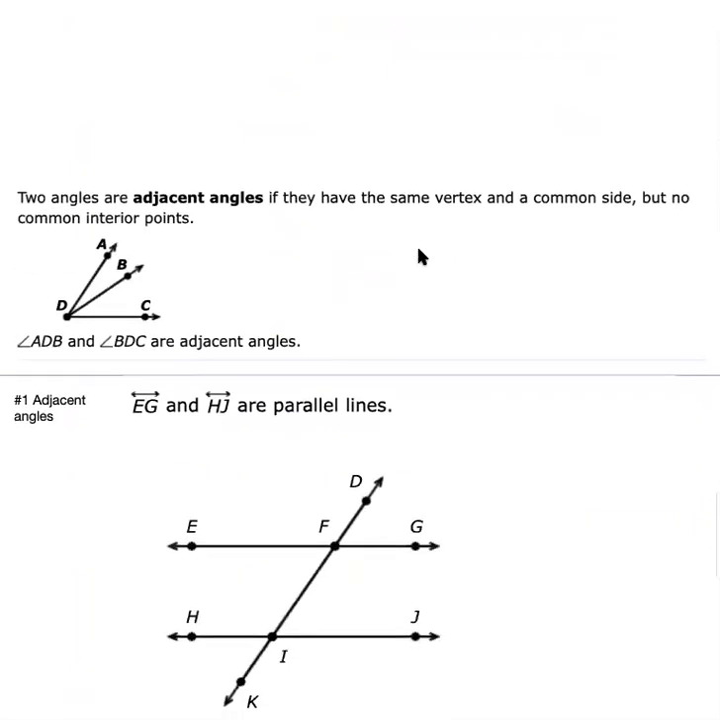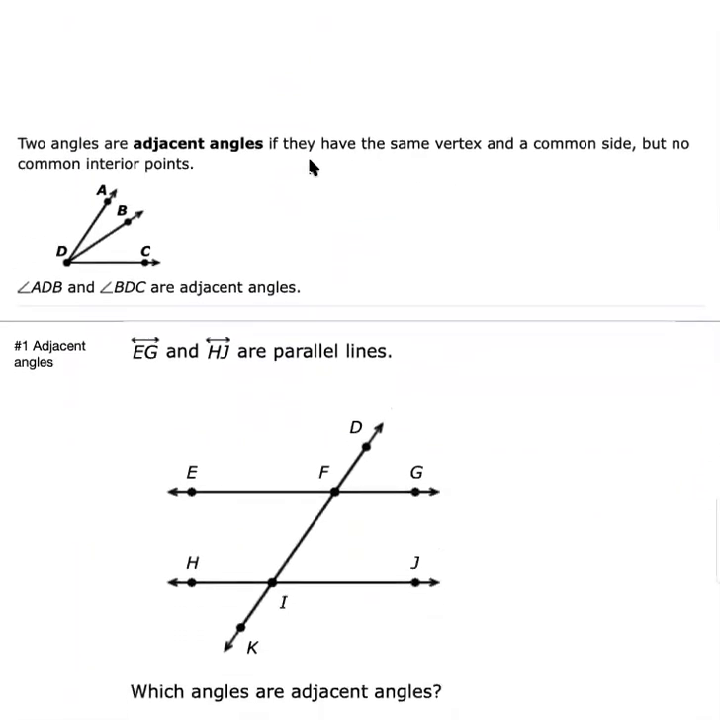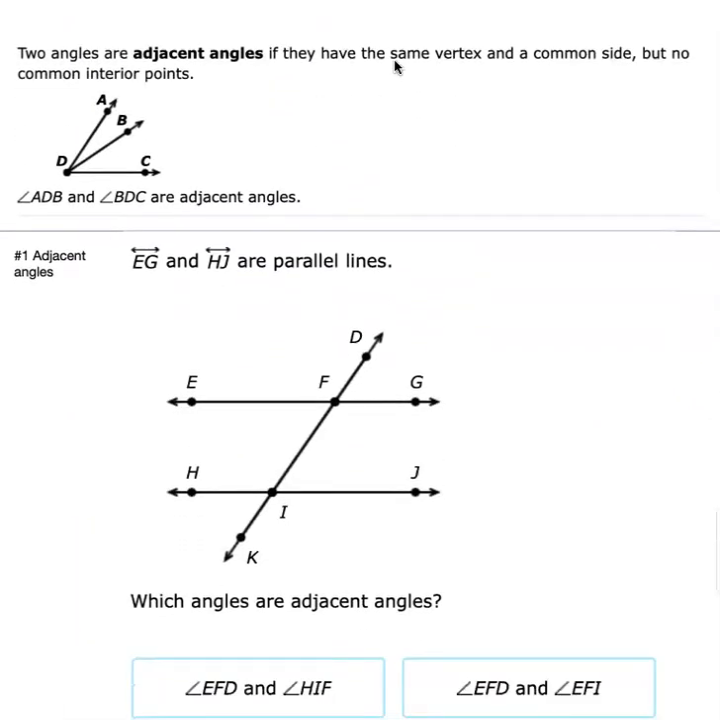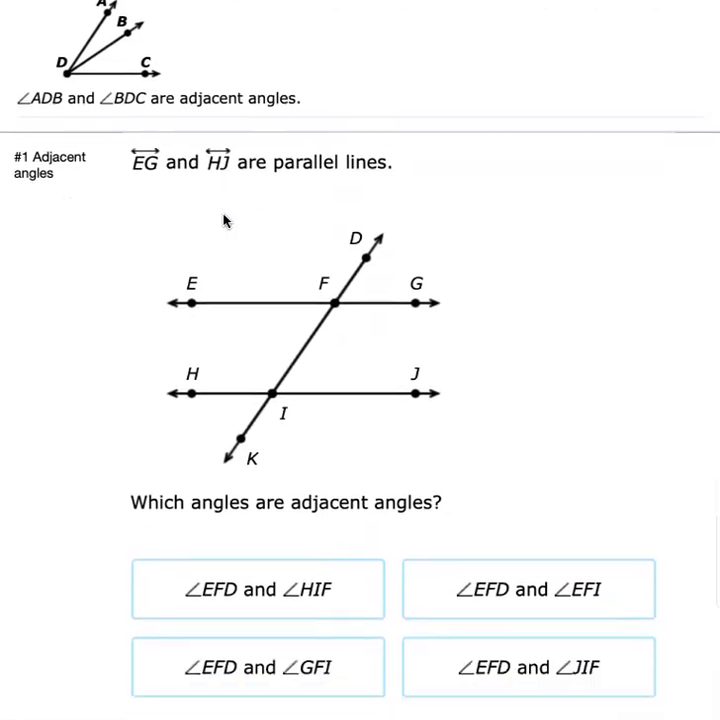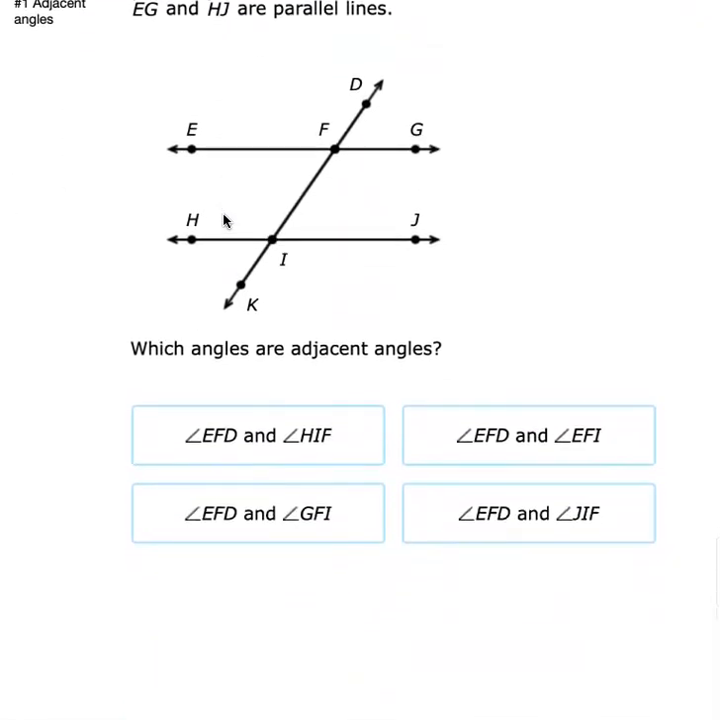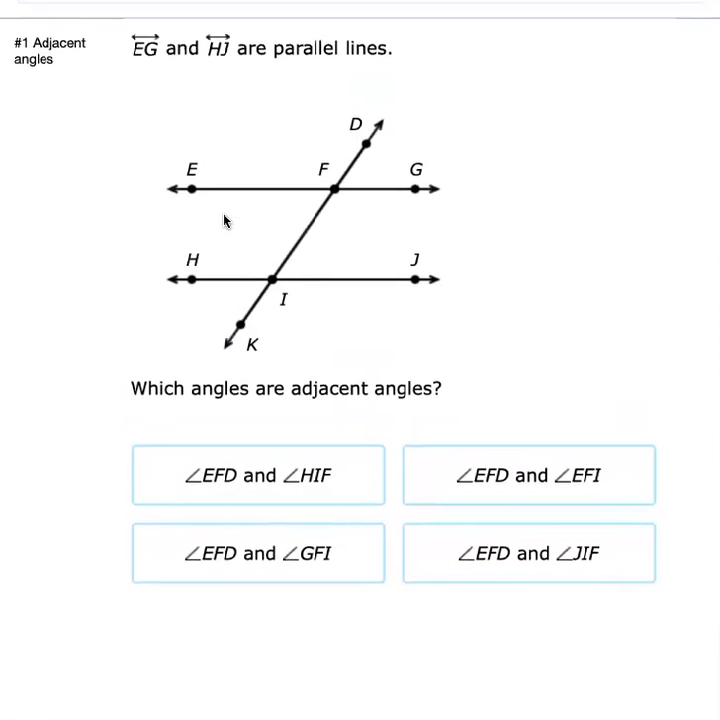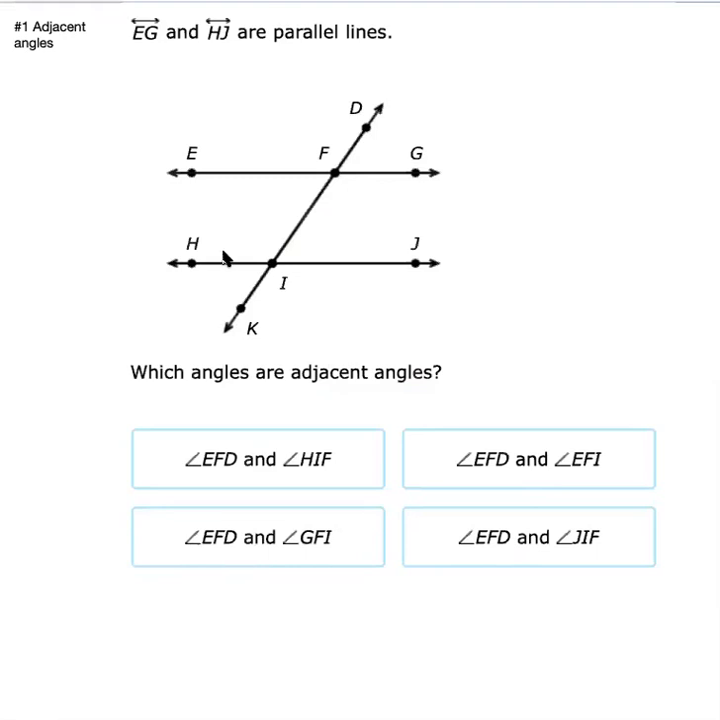So looking at this first one, it is going to be adjacent angles. Again, here's a reminder: they have the same vertex and a common side, but no common interior points. For example, ADB and CDB are going to be adjacent angles. In this one, this is going to be an example problem that we're going to be looking at in D3, and we're trying to find which ones are adjacent. So let me mark those out for you.